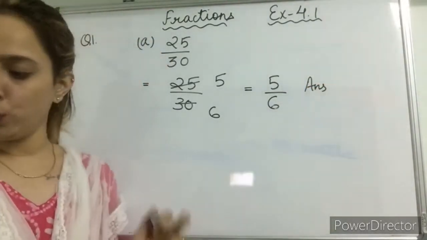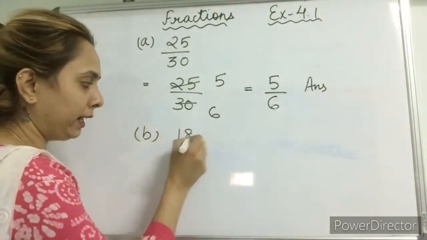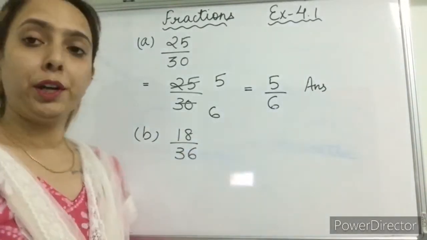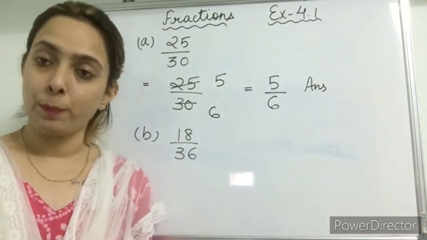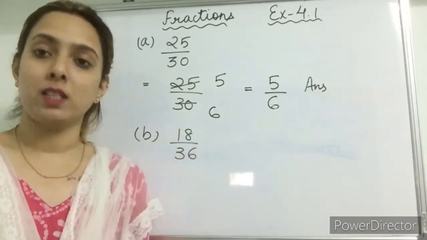So this is the answer of A part. Next, I would like to explain one more question, that is B part. Here the question is 18 upon 36. Now I want to reduce it into its lowest form. I want to find out the lowest fraction.